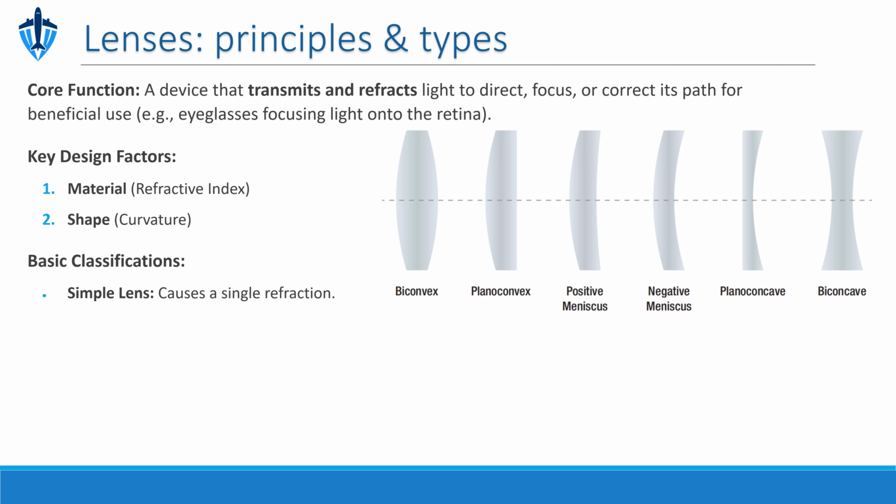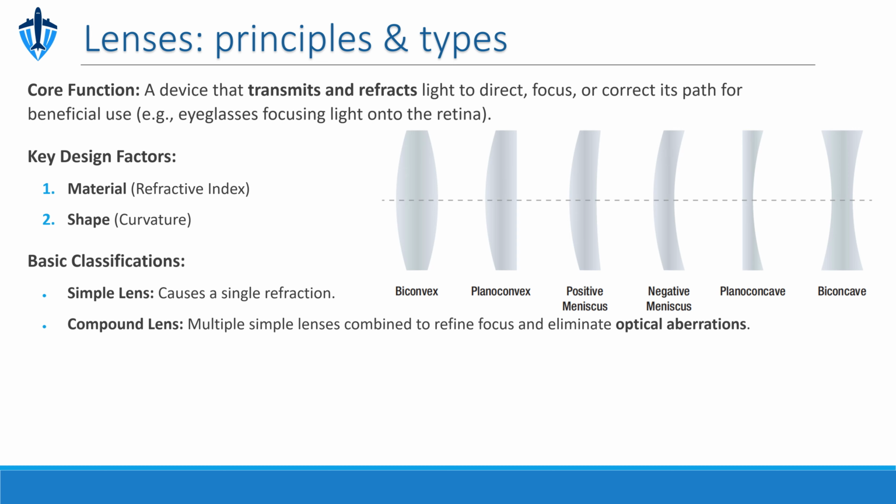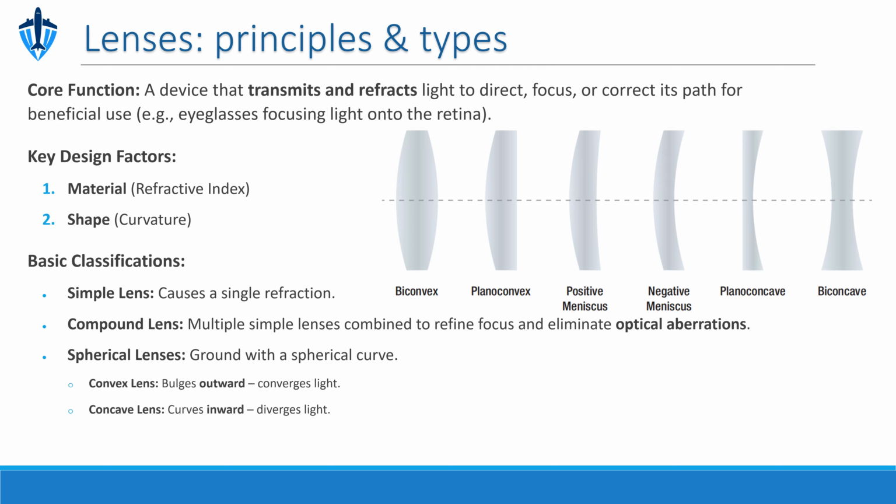To achieve sharper, clearer focus and correct distortions known as aberrations, we use compound lenses, which are stacks of simple lenses. Similar to mirrors, the most common basic shapes are spherical. A convex lens, thicker in the center, bends light inward to converge it. A concave lens, thinner in the center, spreads light outward to diverge it. Modern technology also produces aspheric lenses with non-spherical curves for even higher precision in complex optical systems.